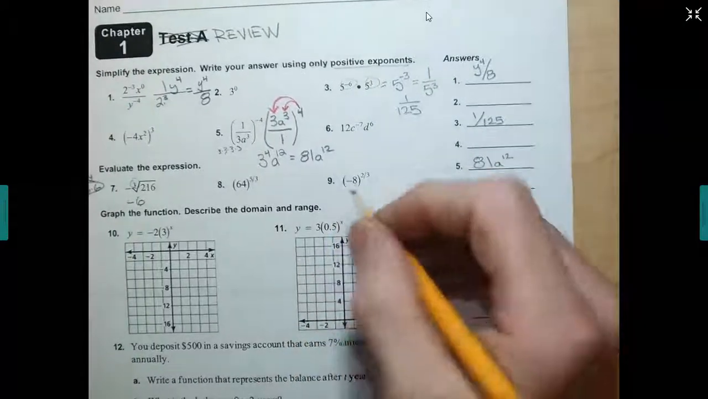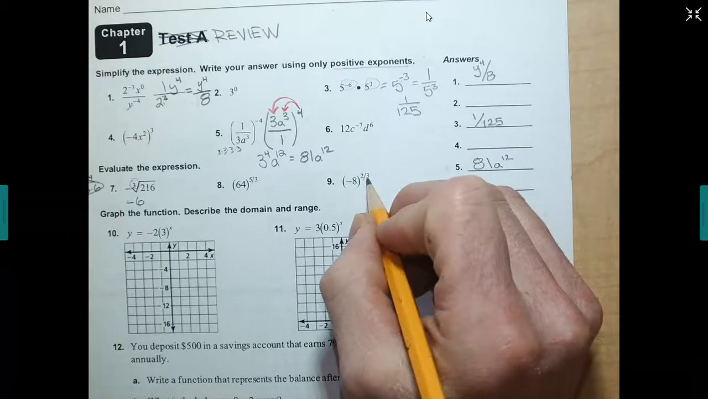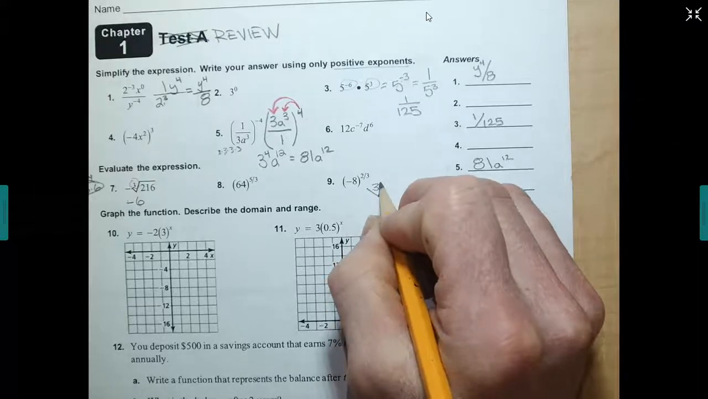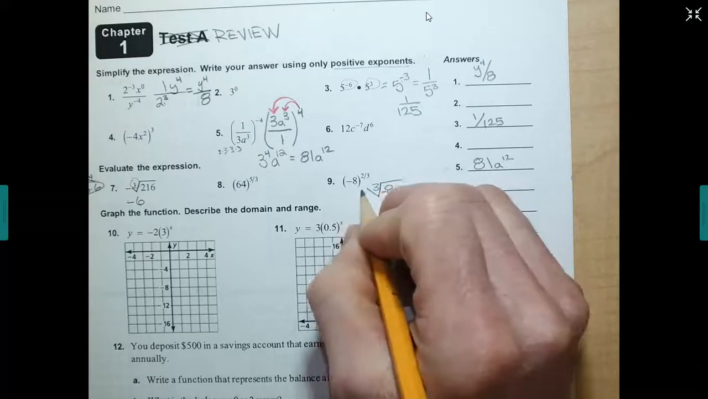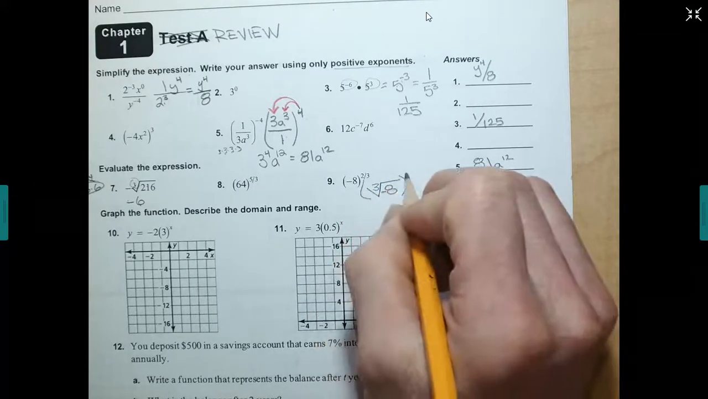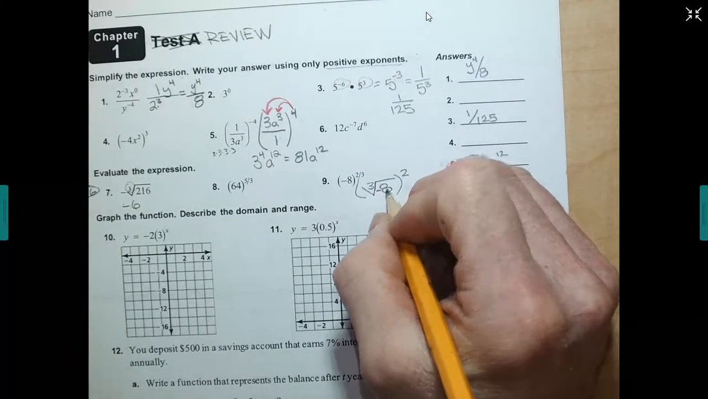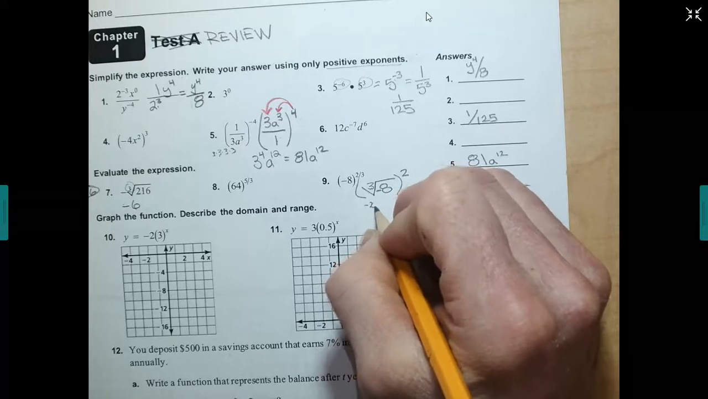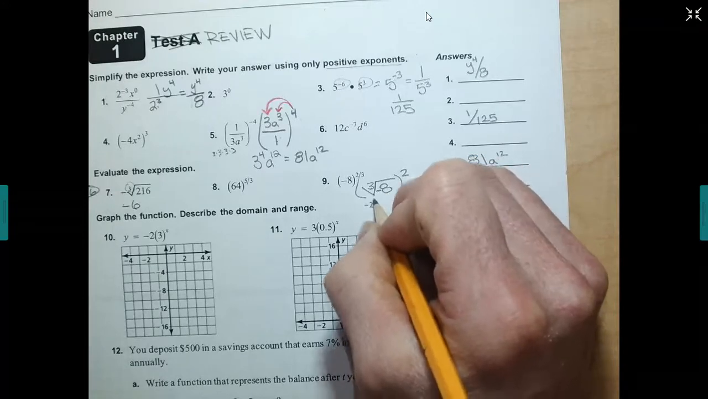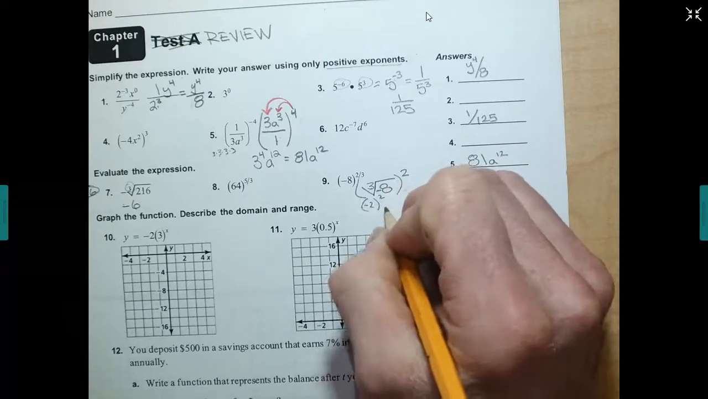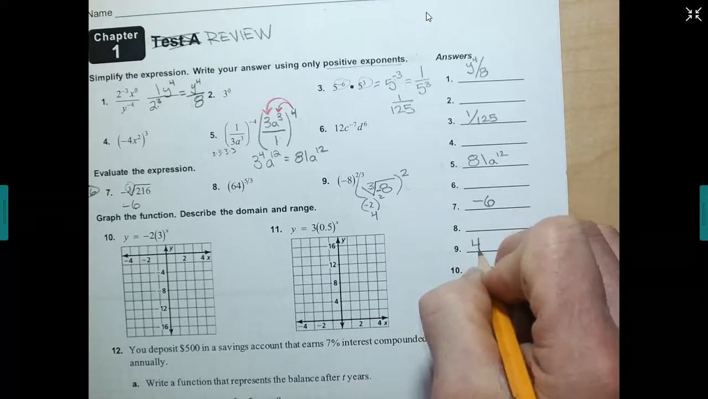Number 9. Negative 8 to the 2/3. Now when we remember exponents written like this, the denominator is the root, so the 3 goes here. And the negative stays with it because it's inside the parentheses, and then that's squared. So what times itself 3 times equals negative 8? I think it's negative 2. Negative 2 times negative 2 is positive 4. Positive 4 times negative 2 is negative 8. So negative 2 squared. Negative 2 times negative 2 is 4. So we have 4.